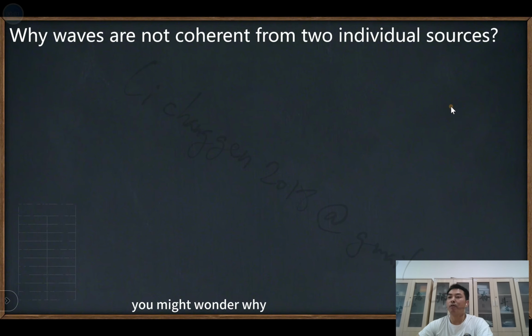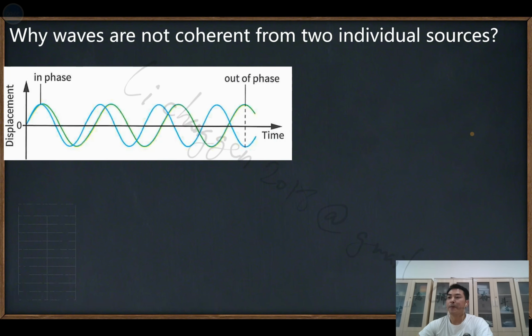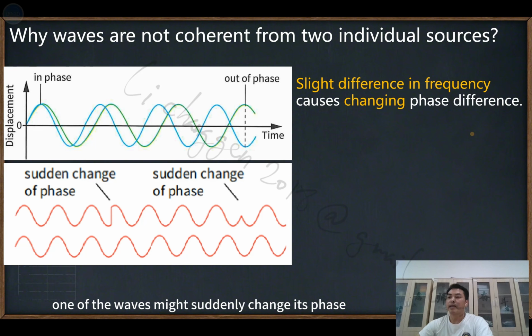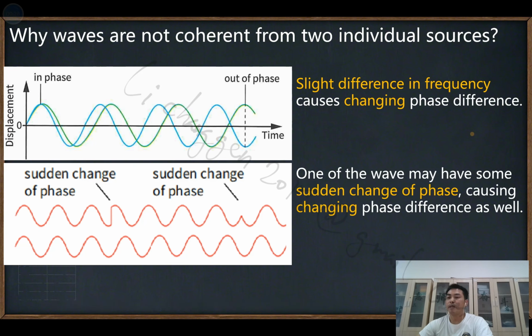You might wonder why waves from two separate sources usually aren't coherent. There are two main reasons for this. First, waves from different sources might have slightly different frequencies. Even if the difference is tiny, this leads to constantly changing phase differences between the waves. Second, the wave might suddenly change its phase, like a signal suddenly shifting its timing. These changes make it impossible to maintain coherence between two individual waves.